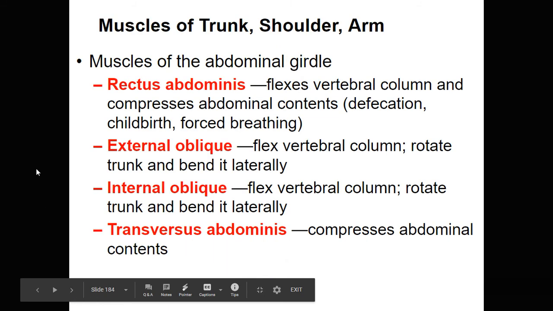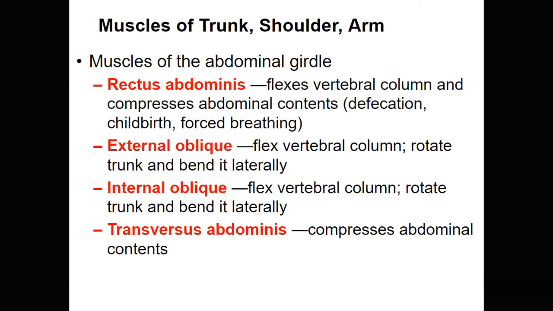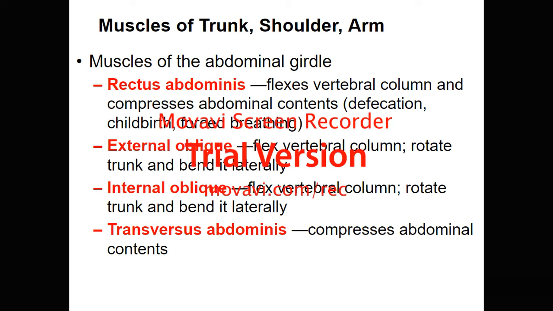All right, so muscles of the abdominal girdle. The rectus abdominis flexes the vertebral column and compresses abdominal contents. The external oblique flexes the vertebral column, rotates the trunk, and bends it laterally. The internal oblique flexes the vertebral column, rotates the trunk, and bends it laterally. And transversus abdominis compresses the abdominal contents.